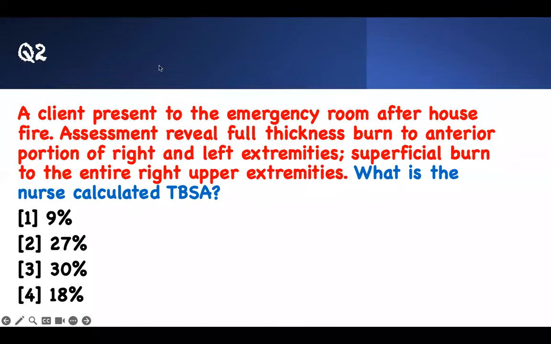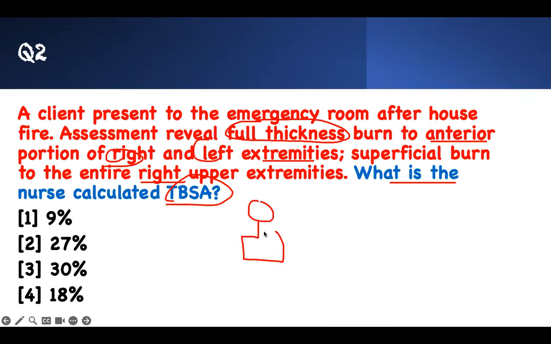Second one, this is to highlight some concepts. What is the calculated total body surface area? A client presents to the emergency room after a house fire. Assessment reveals, look at the word, full thickness. There's a reason why there's something in front of thickness: burn to the anterior portion of the right and left extremities. Superficial burn to the entire right upper extremity.